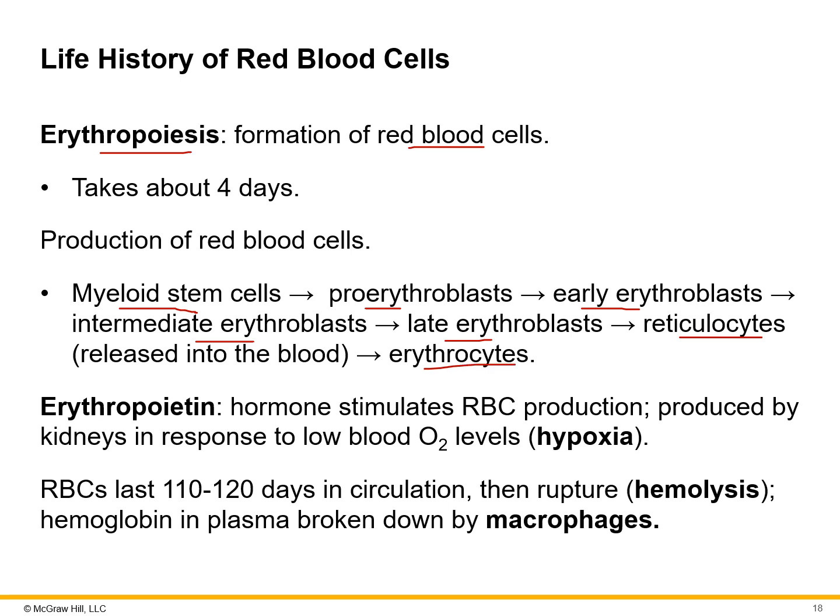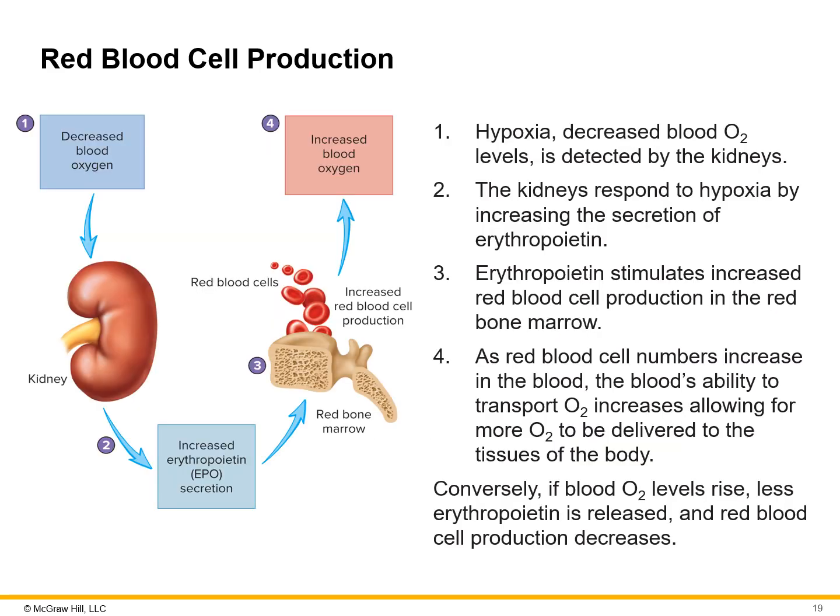What kind of triggers all of this, again, is that hormone erythropoietin that stimulates that red blood cell production. It's produced there in the kidneys in response to low oxygen. So hypoxia is when oxygen levels are low. So that hormone gets released to increase our red blood cells. So they last about 110 to 120 days in circulation. When they rupture, it's called hemolysis. And then that hemoglobin gets broken down by macrophages, part of our immune system, that's going to destroy those when they're done.